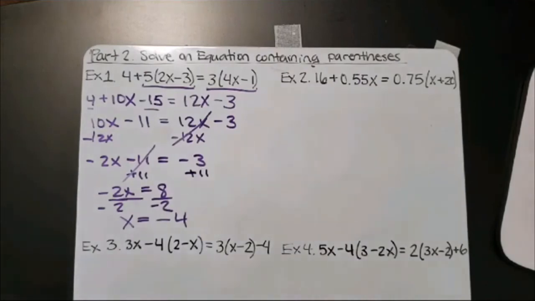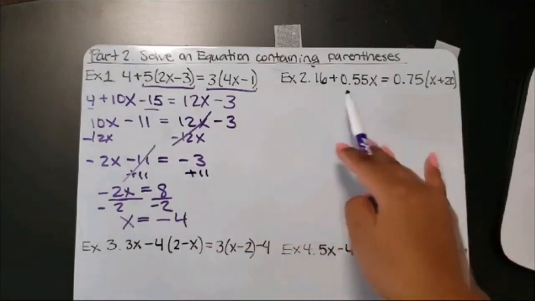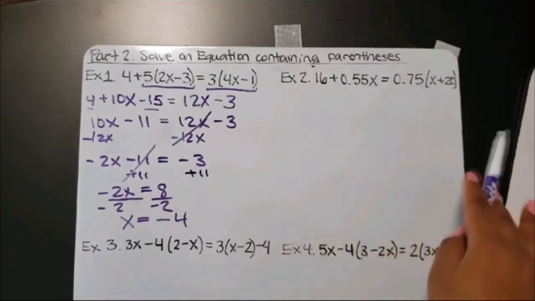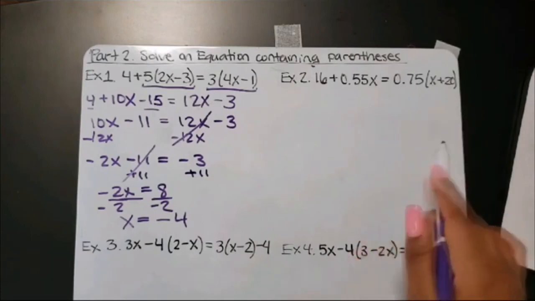So adding in the parentheses is not that difficult. It's just probably a little tedious. You want to pay attention and make sure that you are distributing correctly. So let's look at example 2. For this one, we have some decimals involved, so I would recommend to use your calculator.